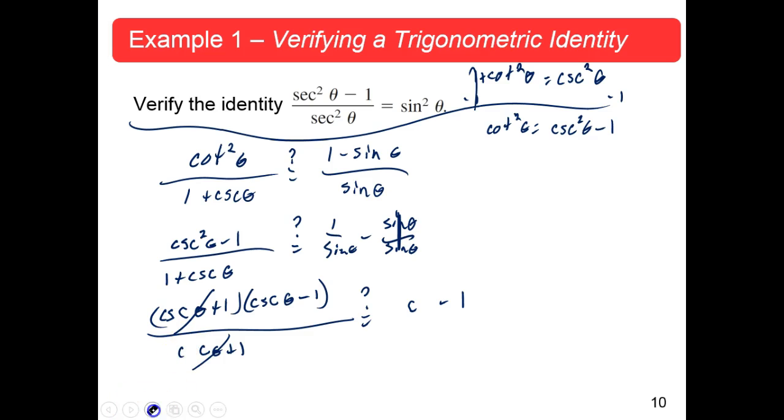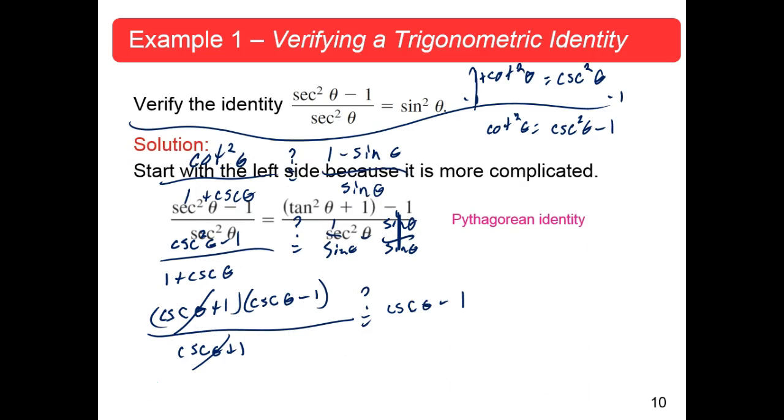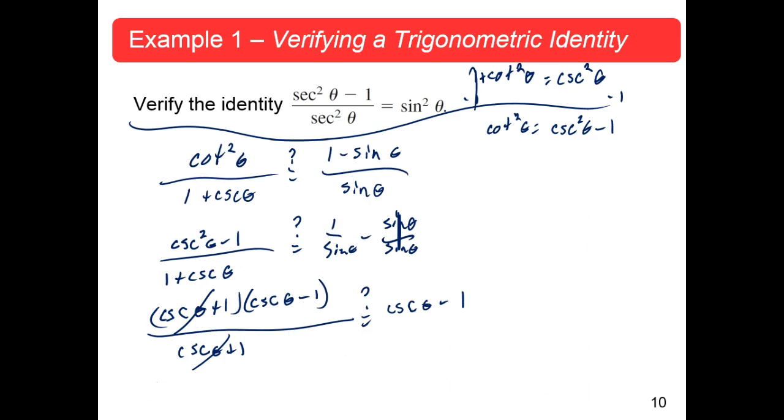Okay, let me try it again. Cosecant theta. Still not very pretty. Okay. But your left-hand side is equal to the right-hand side. Now, these two are 1. This is 1. This is equal to that. Oh my goodness.